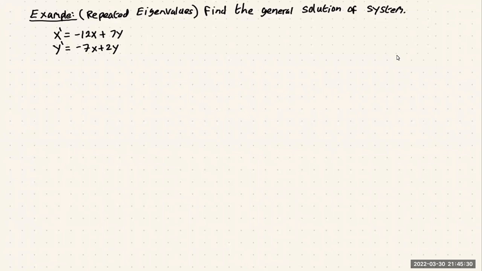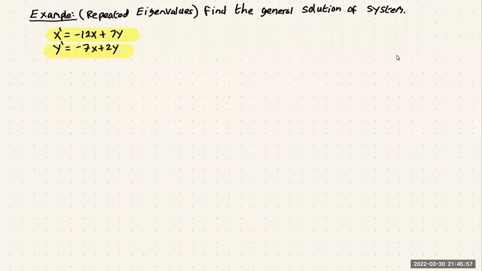Okay, so let's take a look at another example. In this example, we're going to have repeated eigenvalues. So we have to find the general solution of the system. And our system here is x prime equal to negative 12x plus 7y, and y prime equal to negative 7x plus 2y.